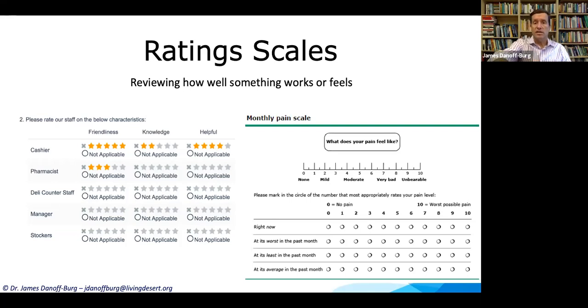And so you can see across the top there, they have a scale from 0 to 10, and it says none, mild, moderate, very bad, and unbearable. So they would put those labels on to try to give people a feel for what 0 means and what 10 means, or what 1 means. So that's a useful thing to do on a scale.